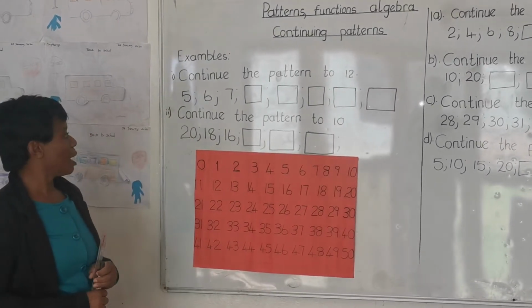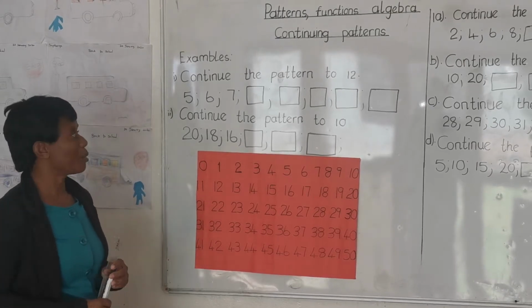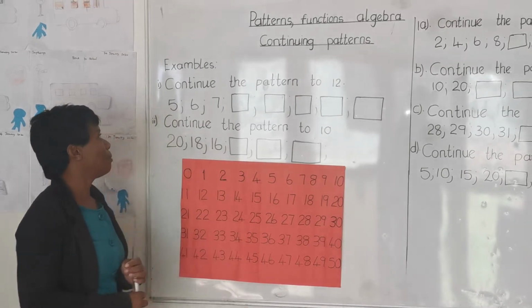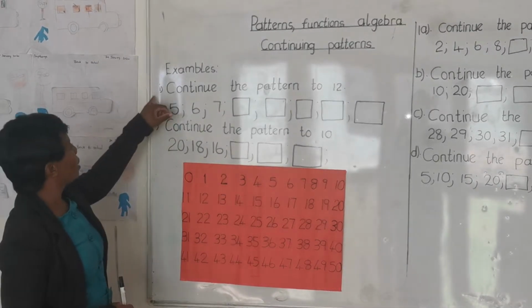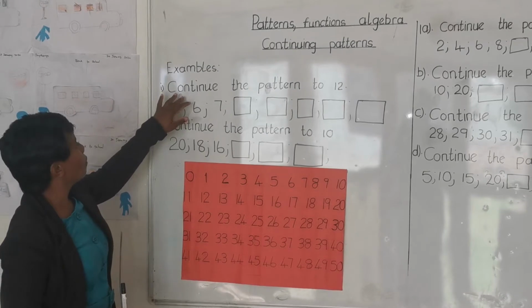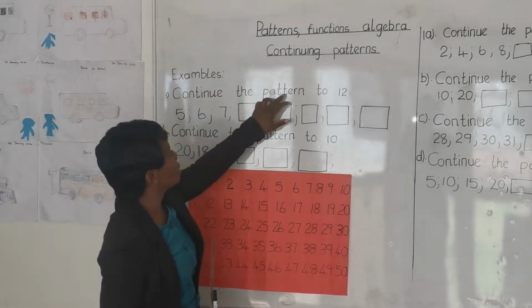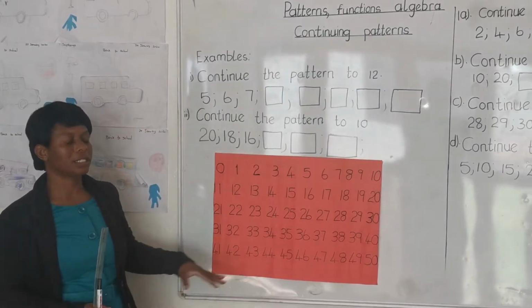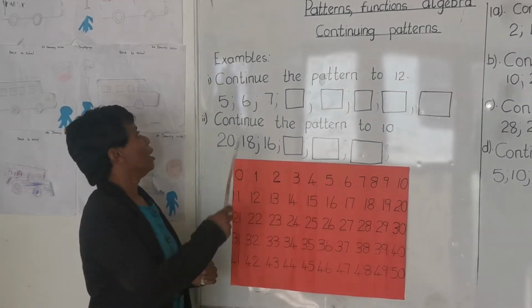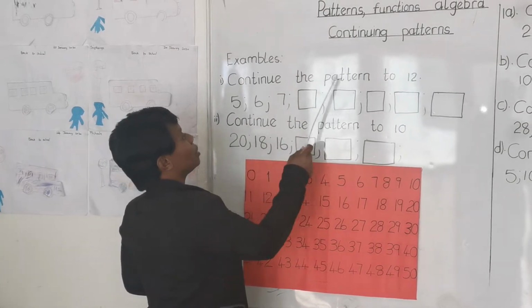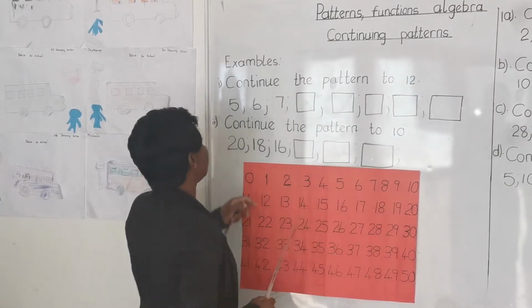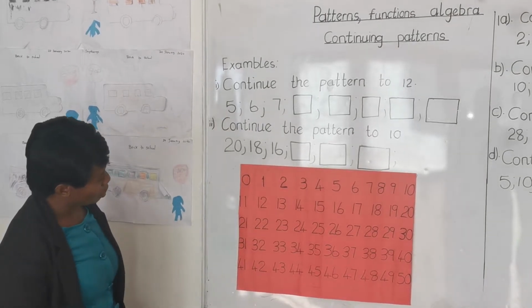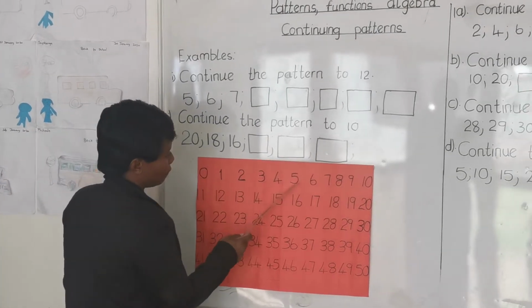And we are going to learn about number patterns. We are going to learn how to continue with a pattern, with a number pattern. For example, here we have continue the pattern to 12. So we are going to make use of this number chart to solve the problems. Number one, it says continue the pattern to 12 and it's starting from 5. So we are going to look at our number chart and see where 5 is.